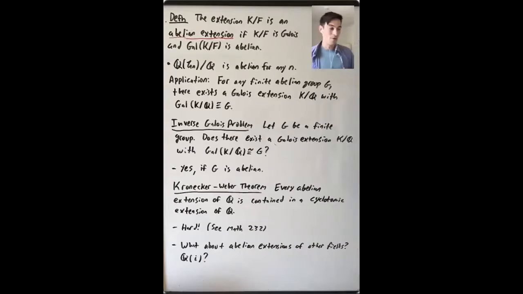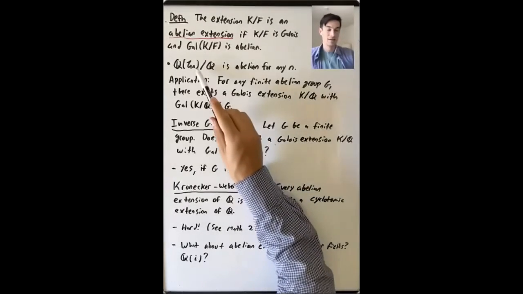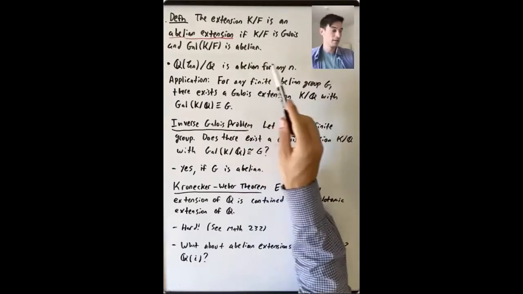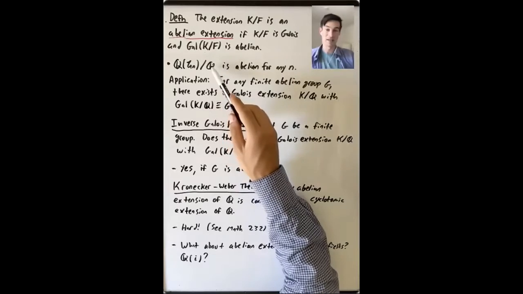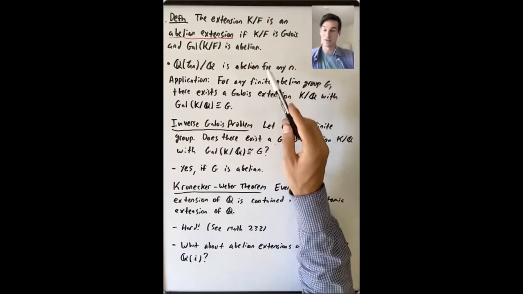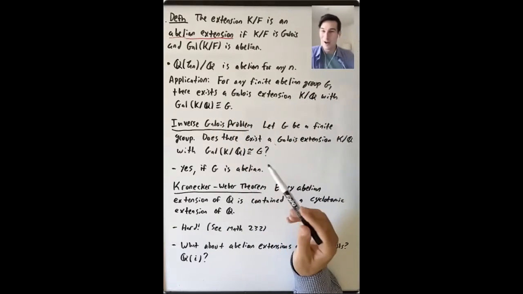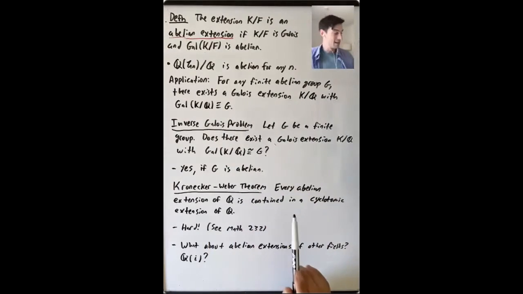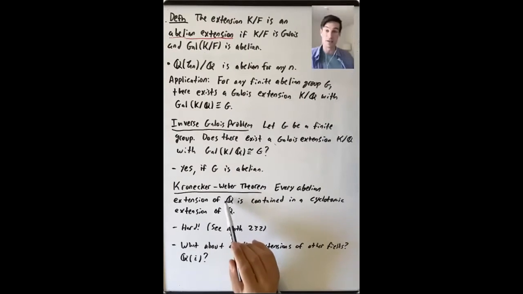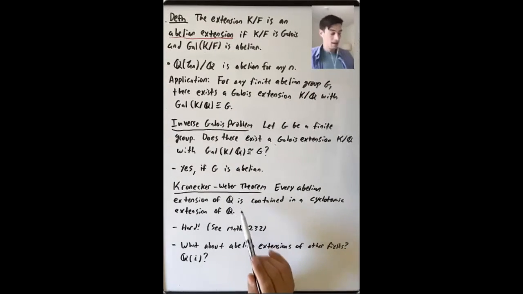Okay, so what do we know about abelian extensions? Cyclotomic extensions are abelian extensions of Q. Subfields of cyclotomic extensions give abelian extensions of Q. Are there any others? And the Kronecker-Weber theorem says that every abelian extension of Q is contained in a cyclotomic extension of Q. Okay, this theorem is hard to prove.